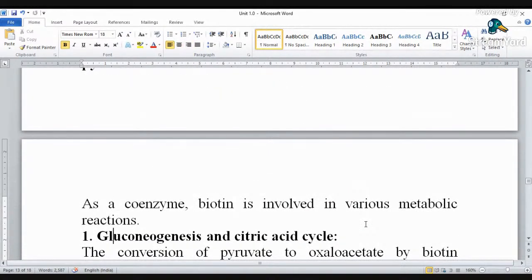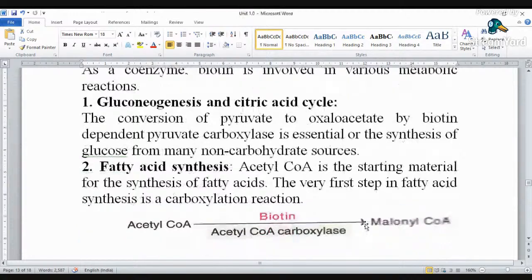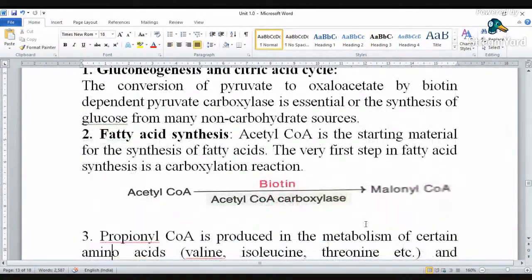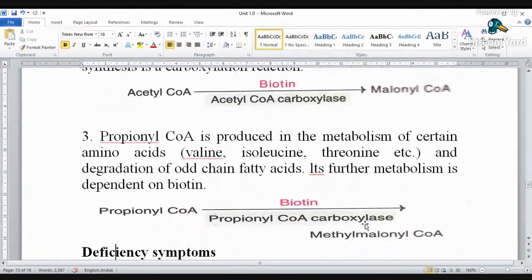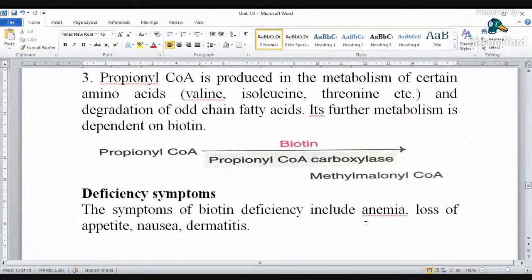This is the structure, and it is involved in the carboxylation reactions, which take place in gluconeogenesis, in citric acid cycle, in fatty acid synthesis, and in synthesis of methylmalonyl CoA from propionyl CoA. Deficiency symptoms include anemia, loss of appetite, nausea, dermatitis, etc. Okay, so the remaining two vitamins we will see in the next lecture.